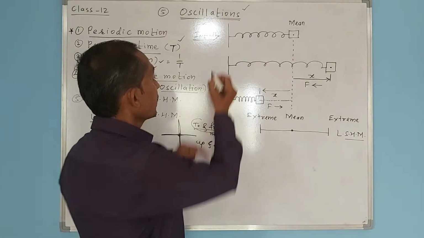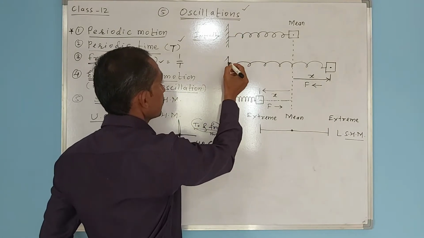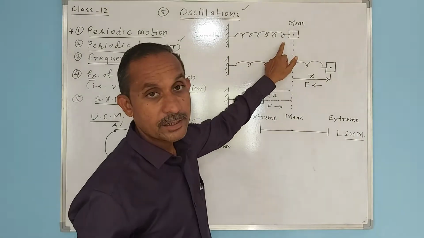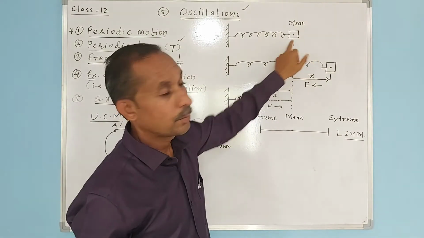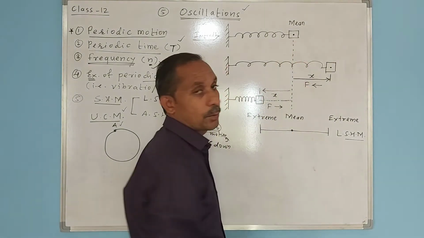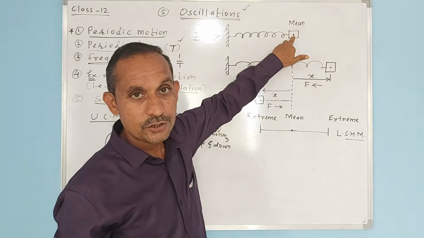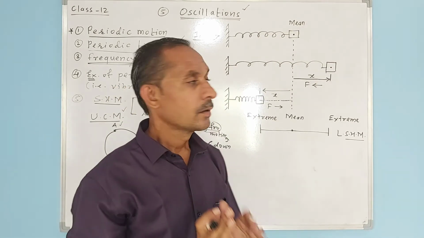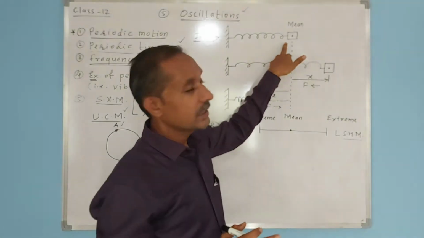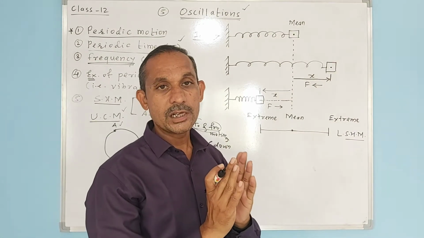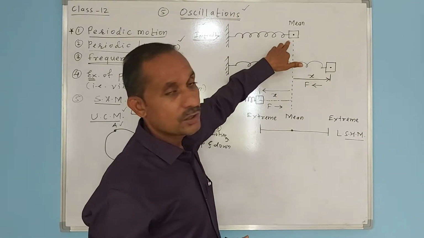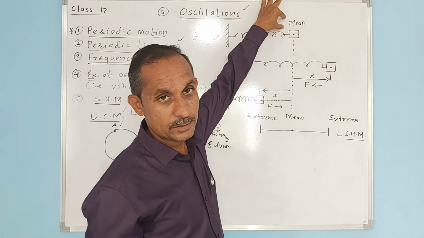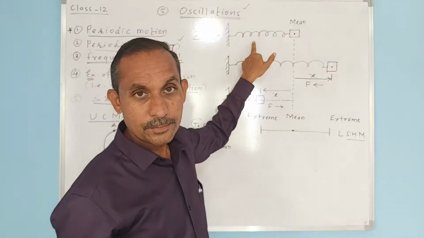Initially, this is the rigid support. This is the spring, and this is the body. The body is present at this position, its original position, where the body is normally present. This position is called the original position or the mean position. This body is attached to the spring.